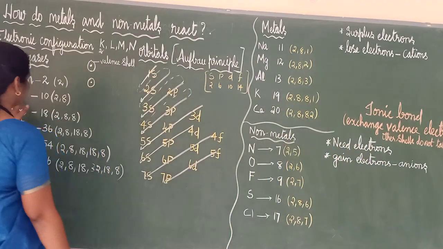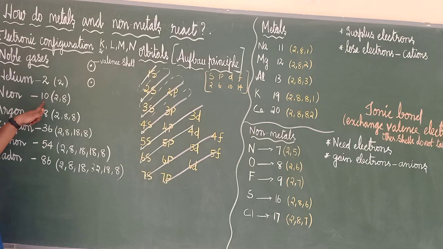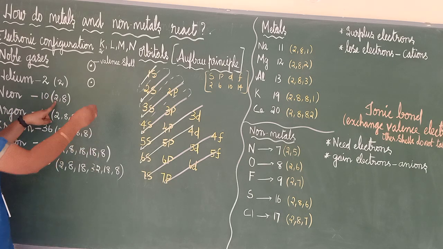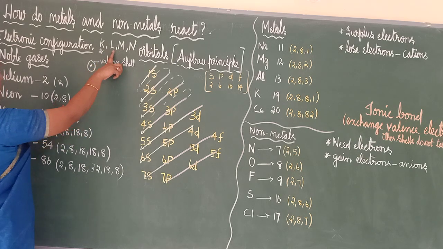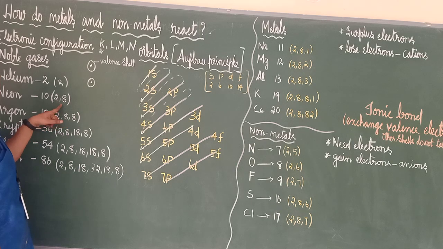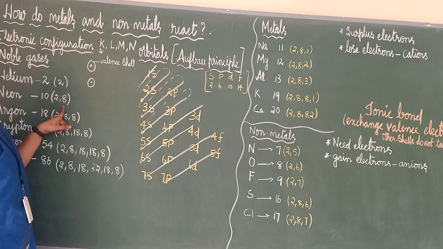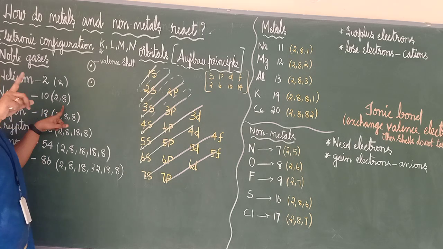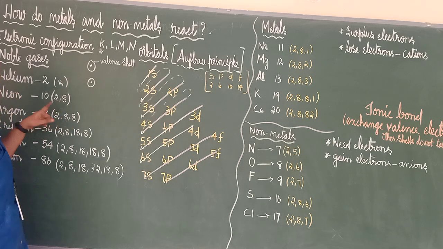See, for example, neon. Neon's atomic number is 10. How will you split it? 2, 8. 2 in the first shell, K shell, and 8 in the L shell. In this, which is the valence shell? L shell is the valence shell. It has 8 in the outermost shell, so it is stable. It will not react with other elements.